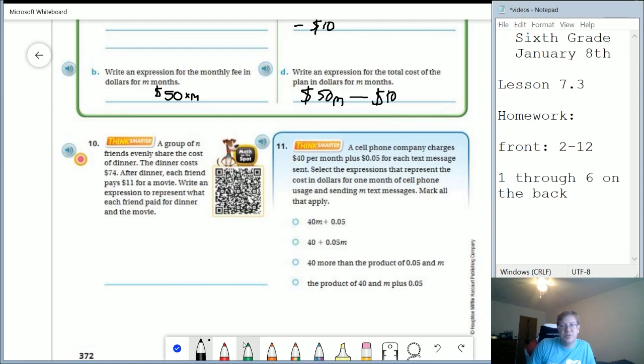So there are 2 different things that represent this, but they both are 2 different ways of describing the same operation. What we're looking for is $40 per month plus this amount times M. So that would give us this, and then 40 more than the product of this and M. So our 2 middle ones would be the correct options for that.